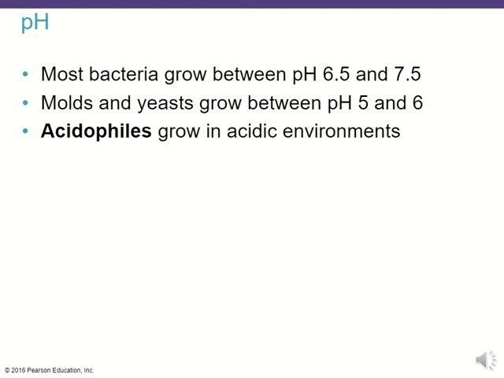Now, pH, this deals with essentially how acidic or how basic a solution or environment is. Most bacteria will typically grow around pH 6.5 to 7.5, so around biological pH of our bodies. Molds and yeast will typically grow at a slightly more acidic environment between pH 5 and 6, but there are acidophiles which grow in very acidic environments, so very, very low pH.